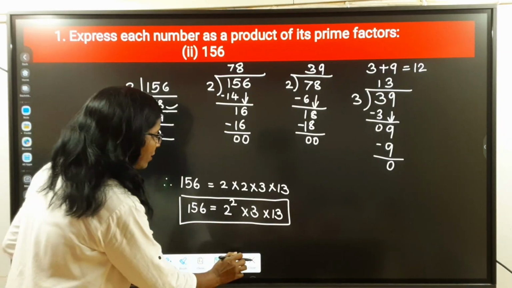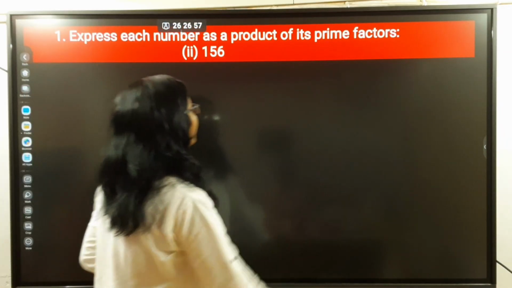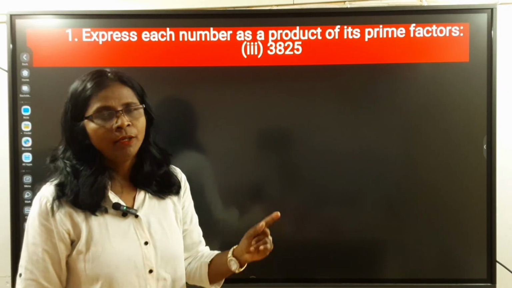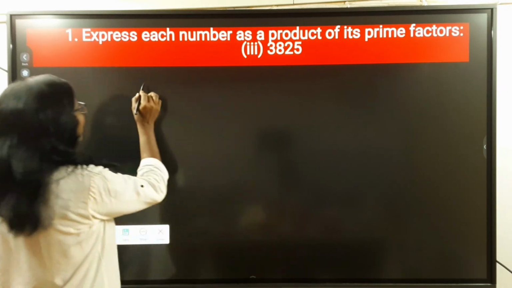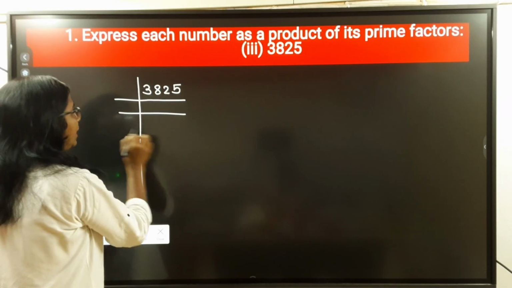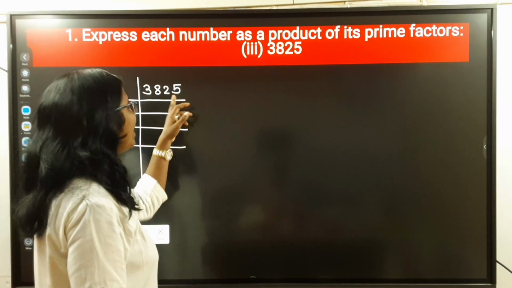So now let us see the next example. The next example is 3825. First we factorize it. So arrange this number, 3825, in such a way. Now here, students, at the unit place there is a 5.